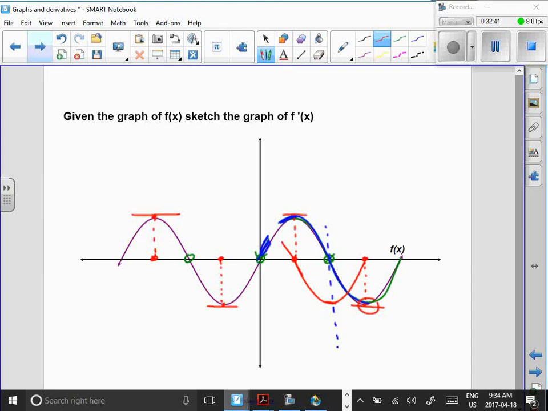Let's take this back the other way. All we really know right now is that from this point on, the slope of the tangent is positive, so it must take off like that. Okay.